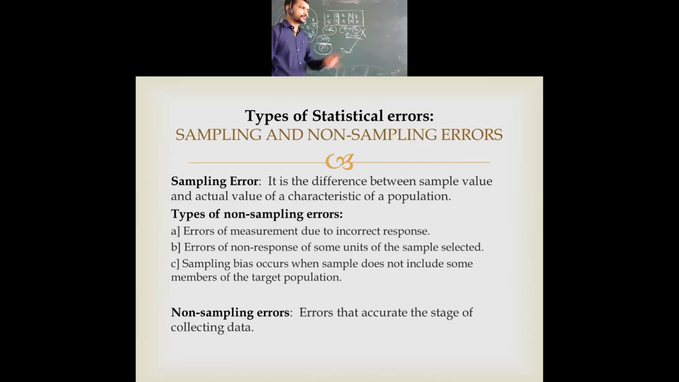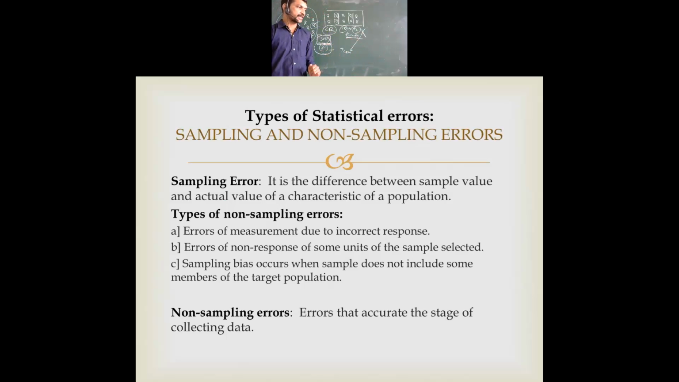Now we can see over here what errors you can have. Types of errors are there, types of non-sampling errors we can see over here. But the difference between these two things, that is the actual value and the sample value of the characteristics of the population, is sampling error over here.